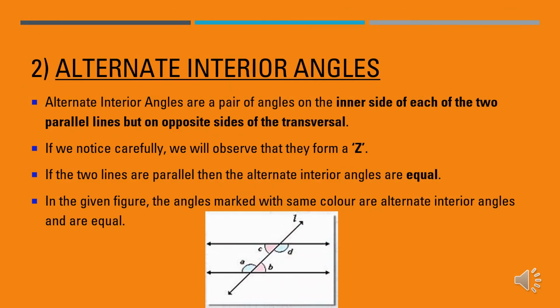Alternate interior angles. Now, as the name suggests, alternate means not lying on the same side. That is, it forms the letter Z. As you can see in the figure, angle A and angle D are alternate interior angles. Similarly, angle C and angle B. Now, if the lines are parallel, then the alternate interior angles will always be equal.